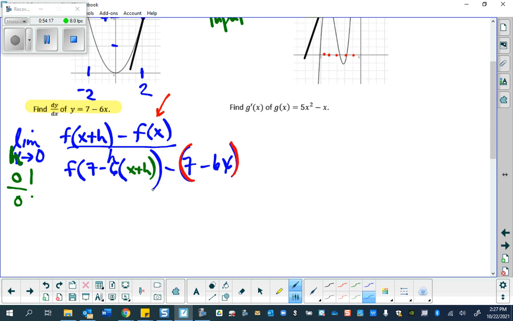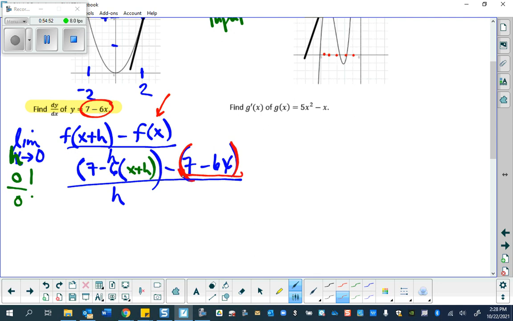Oh, and I forgot about my h. Hold on a minute. I need to put my h here, and I don't need this f. There we go. 7 minus 6x is my original function. Is everybody okay with 7 minus 6x going in for my original function? Do you see that?